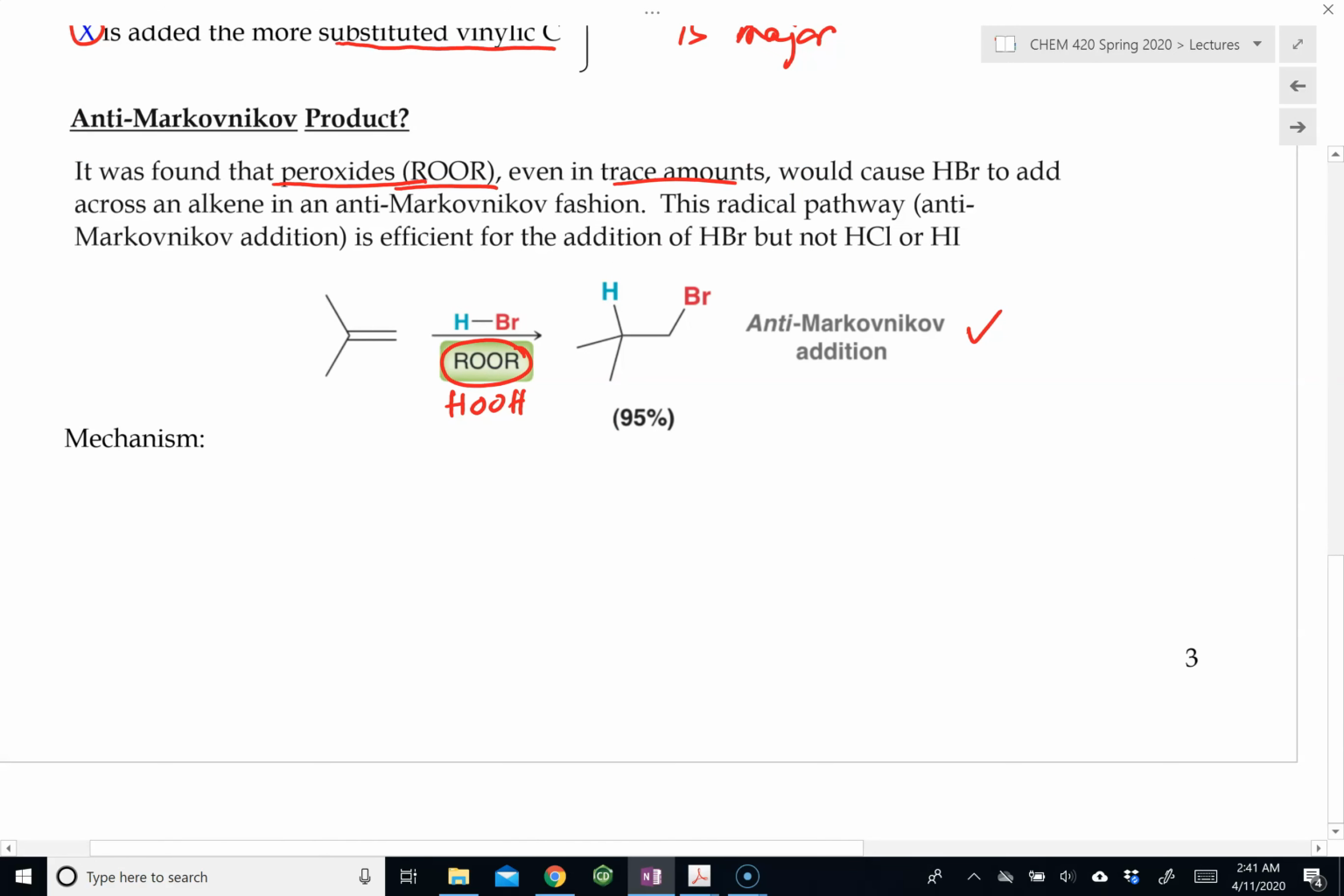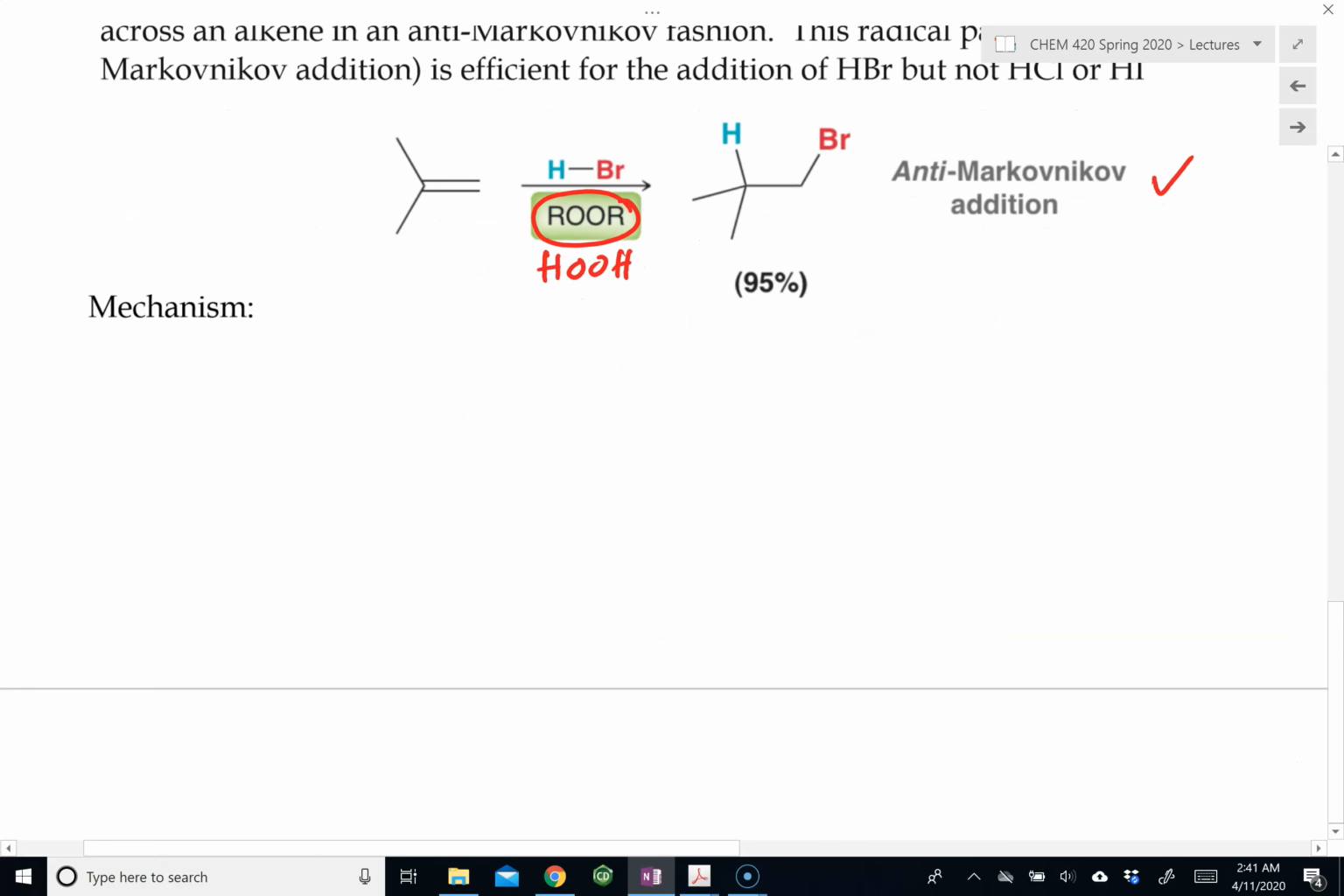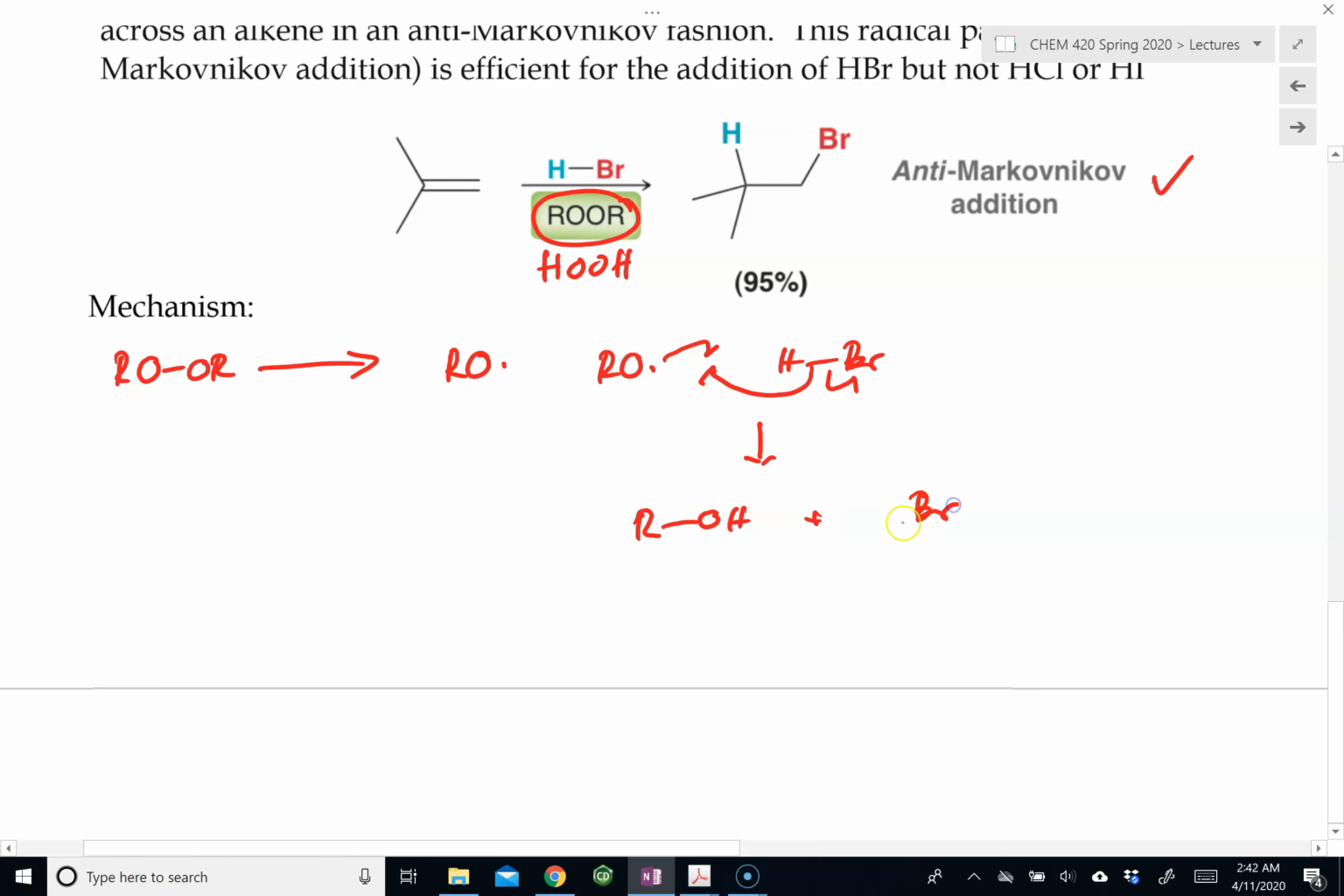And the mechanism of this reaction is as follows. So first, we have some sort of peroxide, this is the structure of peroxide right here. And peroxide, in the presence of light, can break easily to become two radicals. And this radical then comes in to react with HBr. So it comes in and abstracts the proton from HBr through the radical mechanism, and now produces an alcohol and the bromine radical.